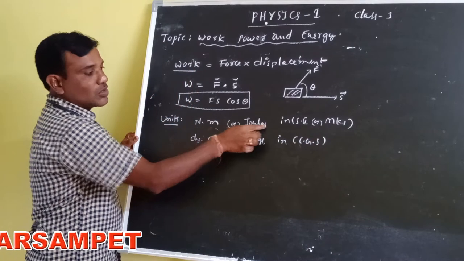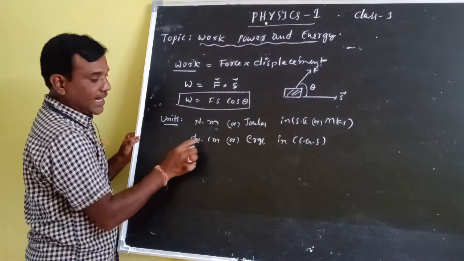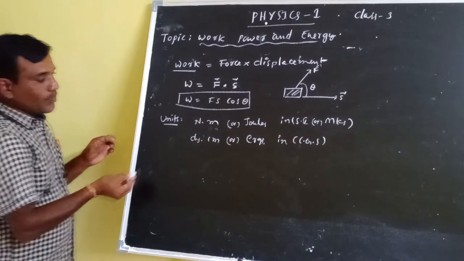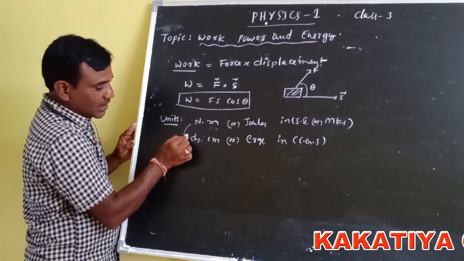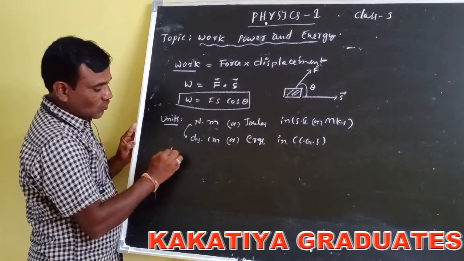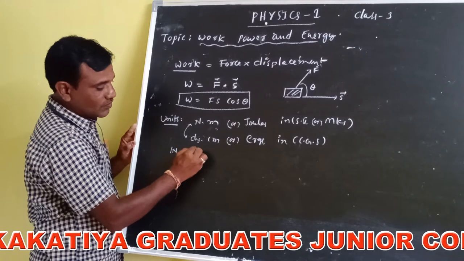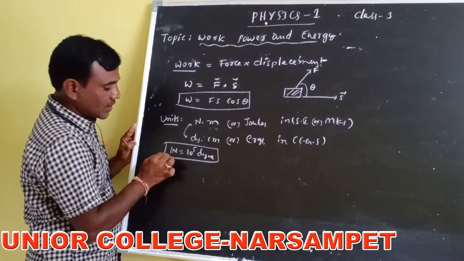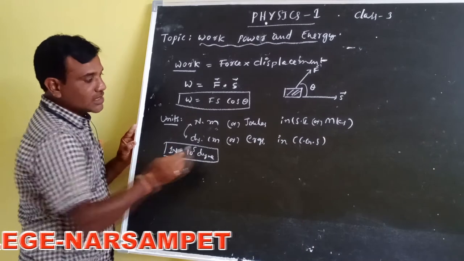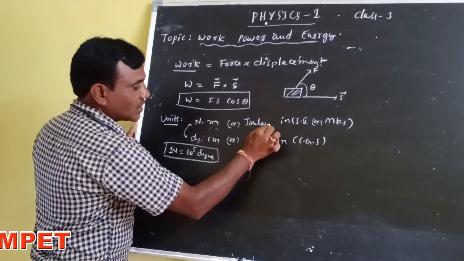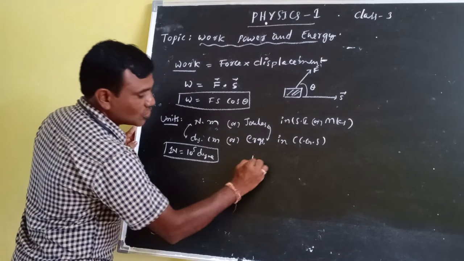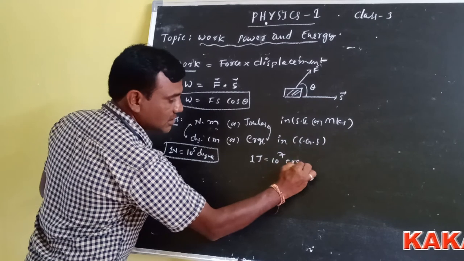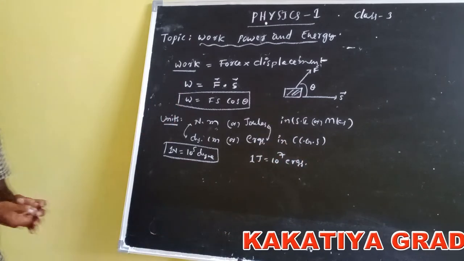Newton meter, joules in SI or MKS, dyne centimeter or ergs in CGS. If we know the relationship between Newton and dynes, 1 Newton is equal to 10 to the power of 5 dynes. Important points: 1 Newton is equal to 10 to the power of 5 dynes. Similarly, the relation between joules and ergs: 1 joule is equal to 10 to the power of 7 ergs. Okay, that is the work.